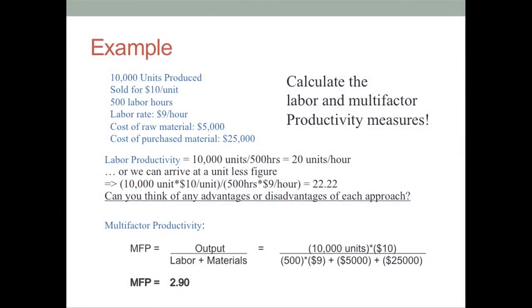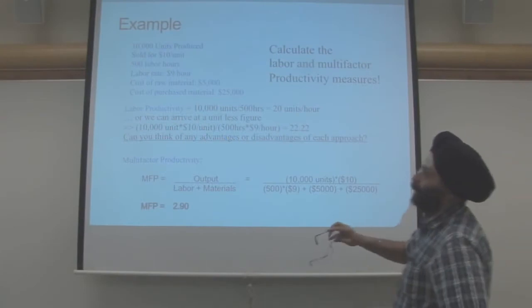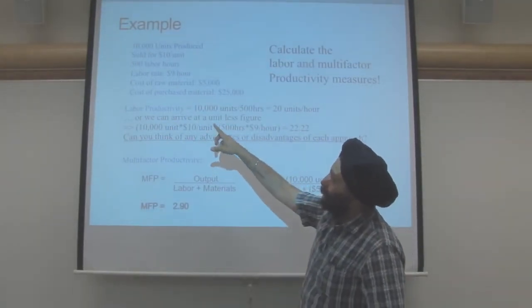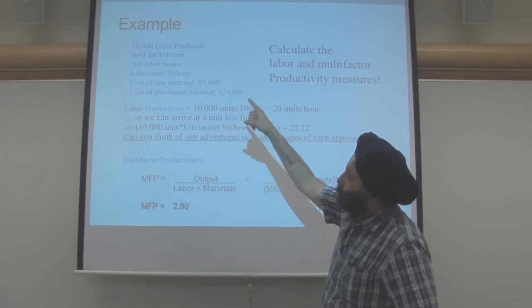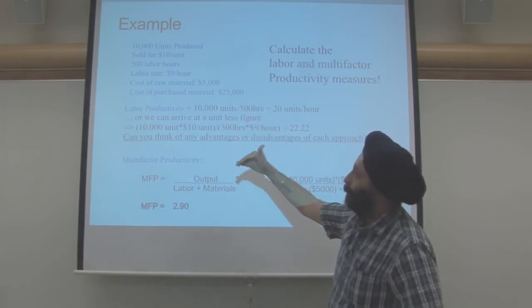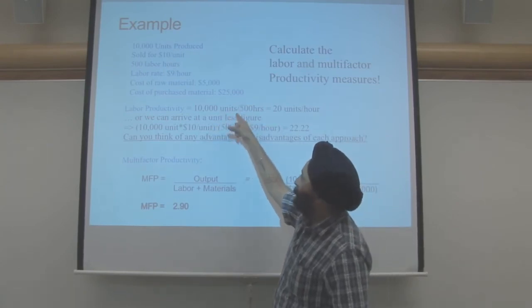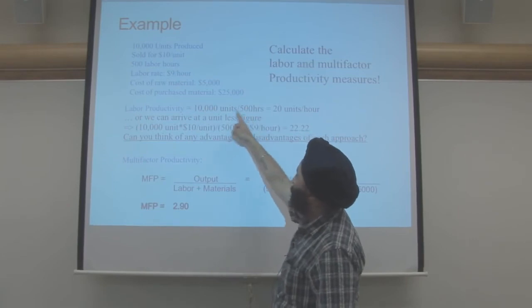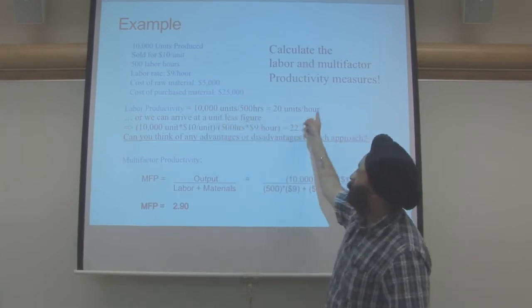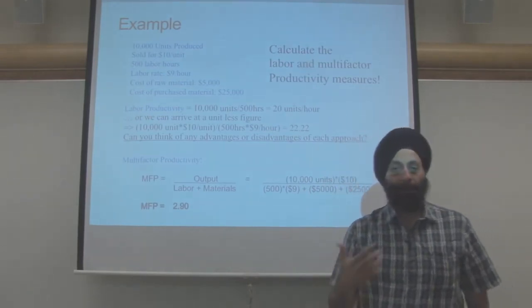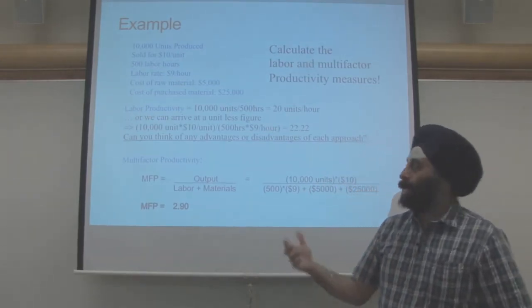So let's put in the numbers so we can see how the labor productivity is calculated. As I mentioned earlier, we take the output, which is 10,000 units produced, and divide by the labor input. So you have 10,000 units divided by 500 labor hours, which comes out to 20 units per hour. So labor productivity is each hour of labor generates 20 units.